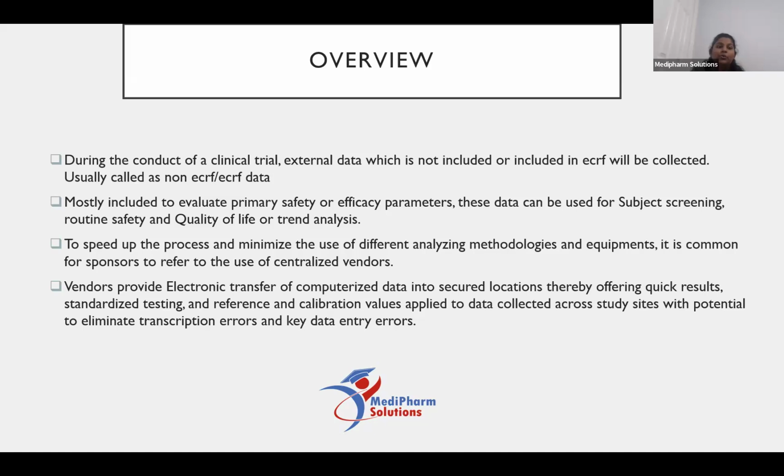Okay, so they will provide us electronic transfer. They will have a set of data, and they will have to share the data with us. How it is done is through electronic transfer and in a secured way. Because it contains important and confidential information, it has to be transferred in a very secured way.